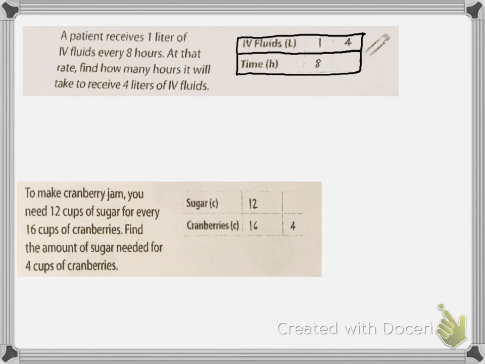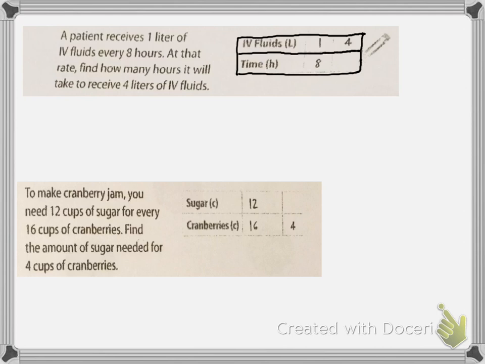And so that first statement, 1 liter of IV fluids over 8 hours, okay? So it says at this rate, how many hours will it take to receive 4 liters of IV fluids, okay? So what I want to do is figure out, and this is where we get to be a math detective, how do I get from 1 to 4?